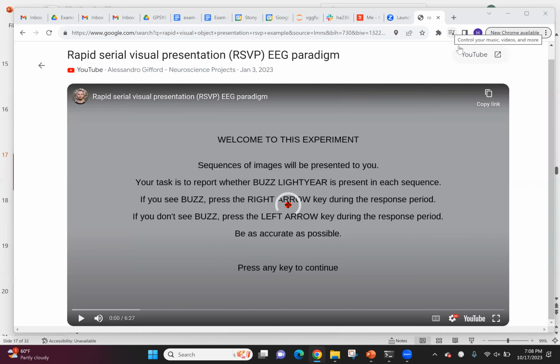Cool. All right, so I first wanted to show you, because I said I'd show you a little later, a rapid serial visual presentation paradigm, which is basically where you rapidly show images to people. This is just to show you how quick object recognition is. Your task is to report whether Buzz Lightyear, who I imagine is a Toy Story personality, is present in each sequence. If you see Buzz, press the right arrow, or you could just say Buzz whenever you see him.